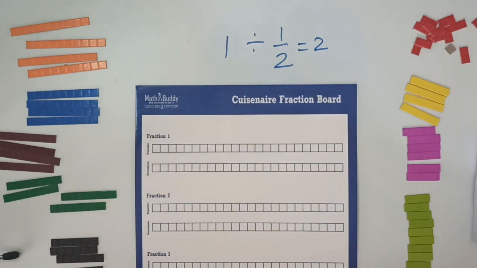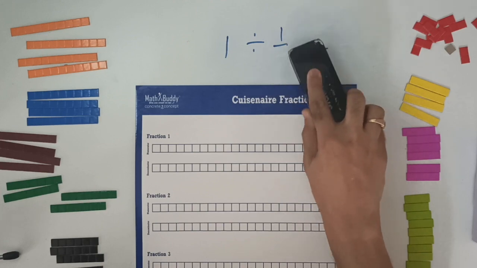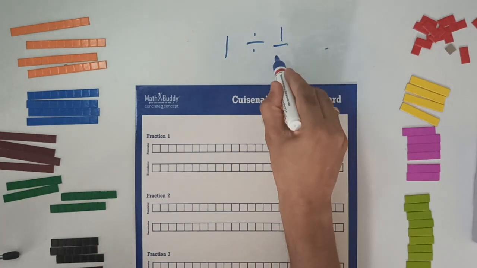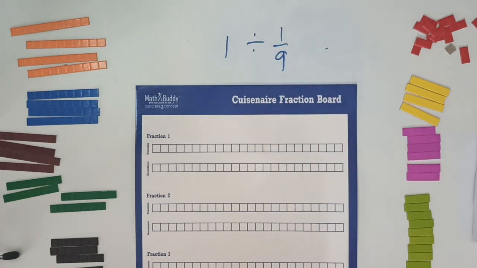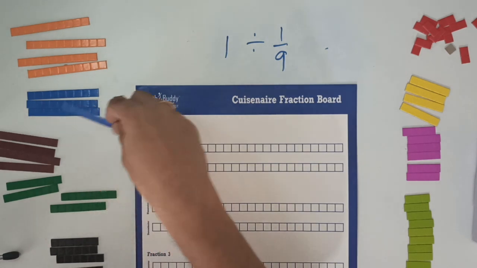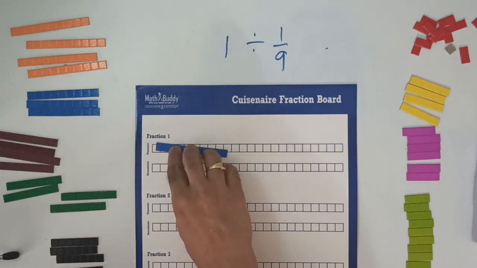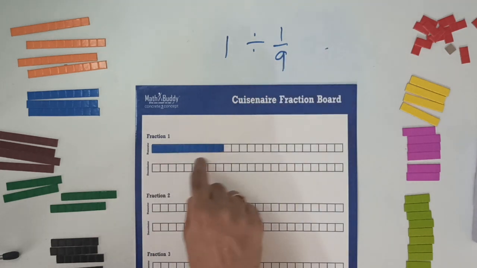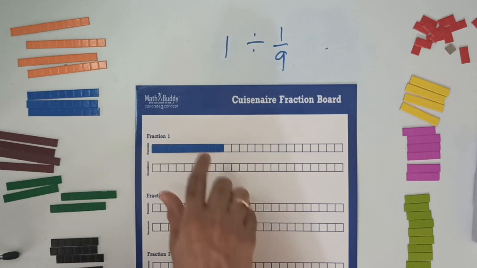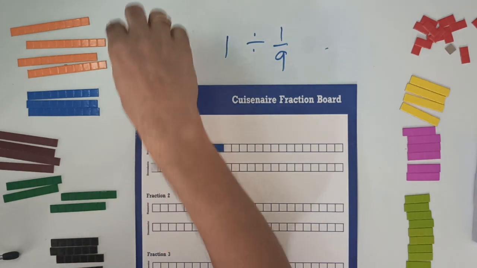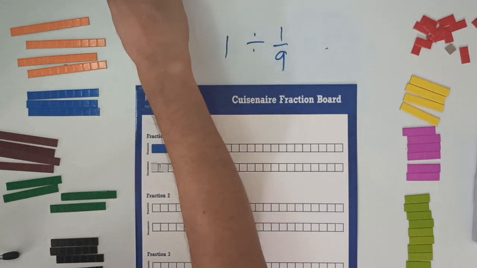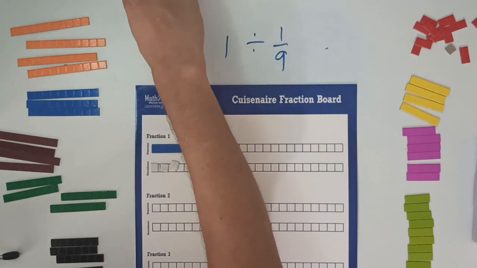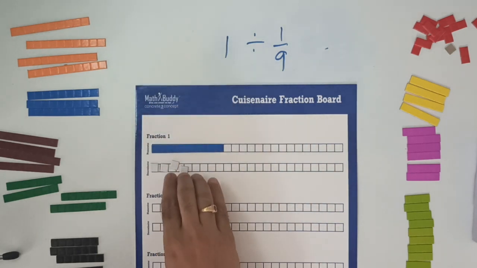Let's say that instead of 1 by half, I want to divide 1 divided by 1 by 9, right? Again, what will be our whole? Our whole will be the rod which has a length of 9, which is the blue rod, right? So that becomes my whole. And I need to find 1 by 9 of this. So I need to divide this into 9 equal parts. Again, I can use the white rods to divide this into 9 equal parts, right? So using the white rod, I can divide this into 9 equal parts.